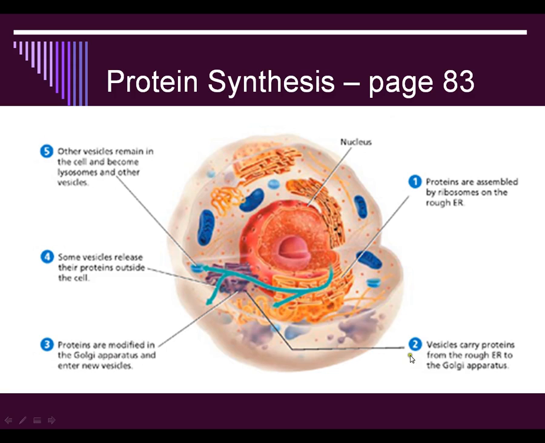A quick review of protein synthesis. It starts in the nucleus, where the DNA creates a messenger RNA strand. The messenger RNA strand leaves the nucleus, and it goes to the ribosomes, which are attached to the rough ER, or free-floating in the cytoplasm. And at the ribosome, the messenger RNA is used to create a chain of amino acids.